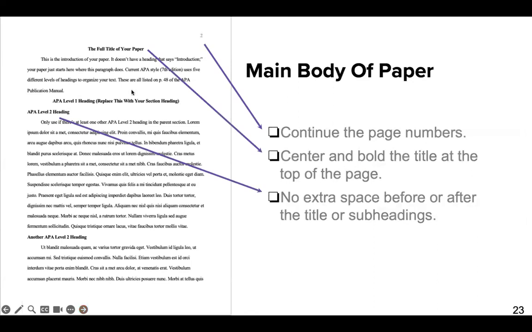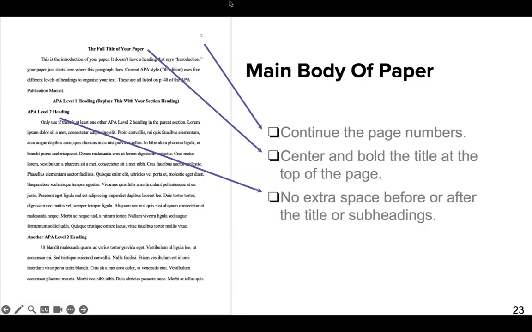In the main body of the paper, you will continue the page numbers at the top. So the first page of your paper where you have actual writing will be page 2. You're going to center and bold the title at the top of the page. Even though it's on the title page, it also needs to be at the top of the first page of text. You can use headings.